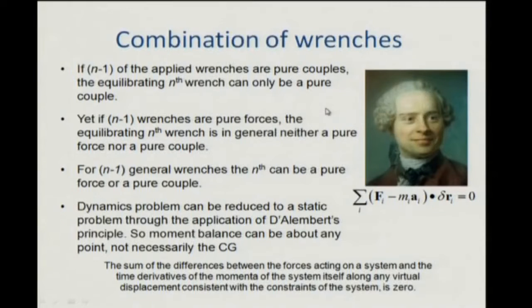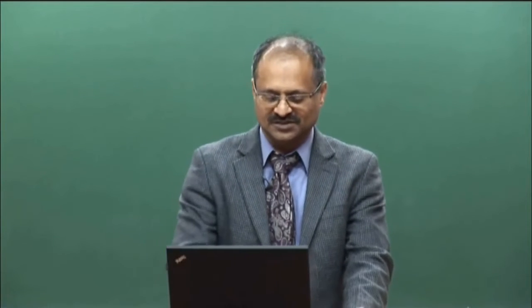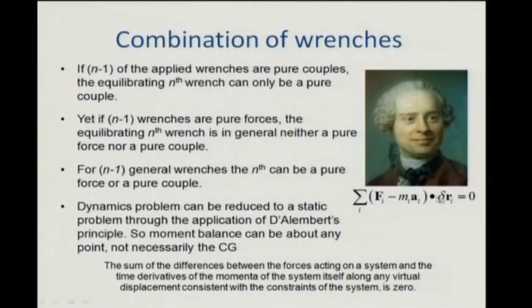So, he was a great mathematician, and all the dynamics that you know today, whether it is Euler-Lagrange or Hamiltonian, basically comes out of this so-called D'Alembert's principle. This is a very, very famous equation, though I don't think you would have studied it in this form. So we'll get to that form. His contribution was that he proved that you can reduce a dynamics problem to a static problem through application of this principle.